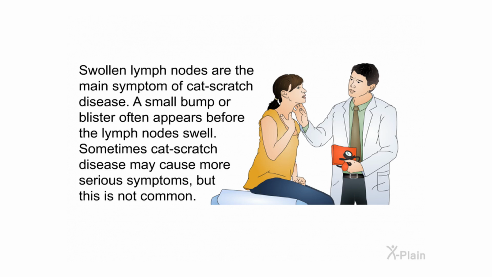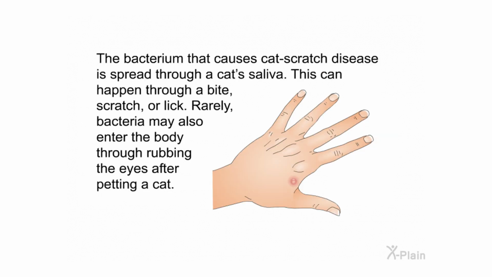Swollen lymph nodes are the main symptom of cat scratch disease. A small bump or blister often appears before the lymph nodes swell. Sometimes cat scratch disease may cause more serious symptoms, but this is not common. The bacterium that causes cat scratch disease is spread through a cat's saliva. This can happen through a bite, scratch, or lick. Rarely, bacteria may also enter the body through rubbing the eyes after petting a cat.